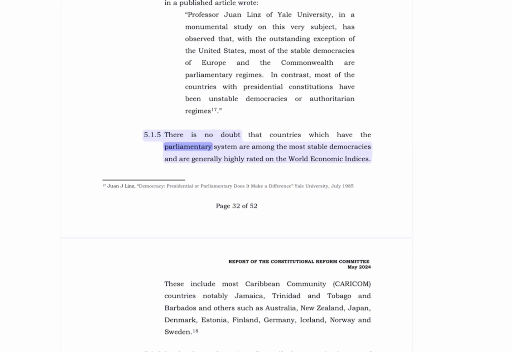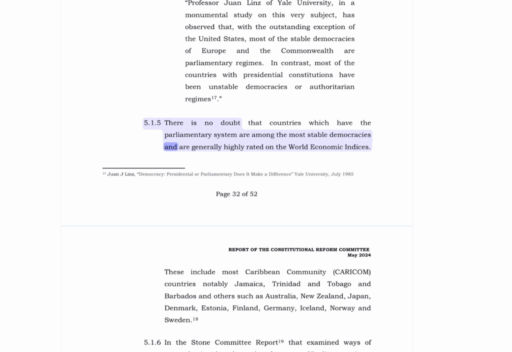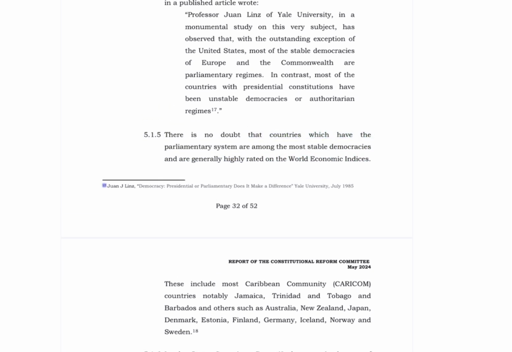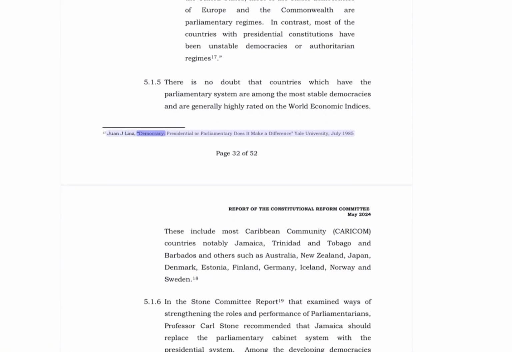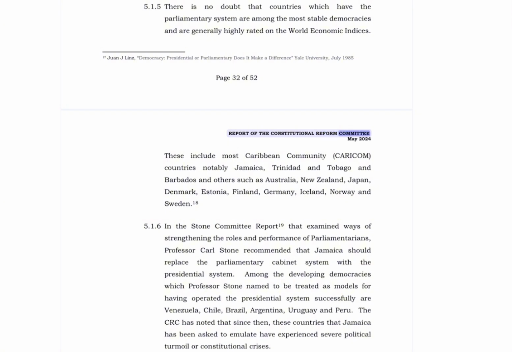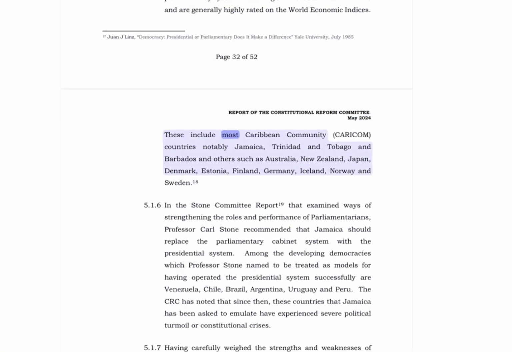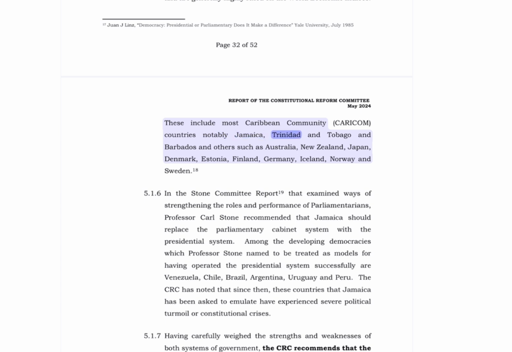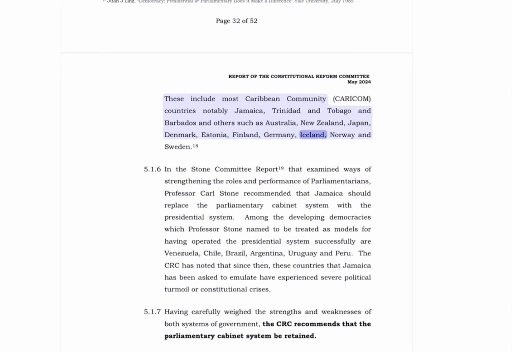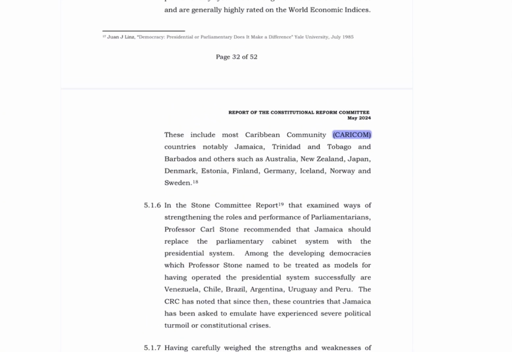5.1.5 There is no doubt parliamentary systems are among the most stable democracies and are generally highly rated on the World Economic Indices. 17. Juan J. Linz, Democracy, Presidential or Parliamentary, Does It Make a Difference? Yale University, July 1985. Page 32 of 52, Report of the Constitutional Reform Committee, May 2024. These include most Caribbean Community countries, notably Jamaica, Trinidad and Tobago, and Barbados, and others such as Australia, New Zealand, Japan, Denmark, Estonia, Finland, Germany, Iceland, Norway, and Sweden.